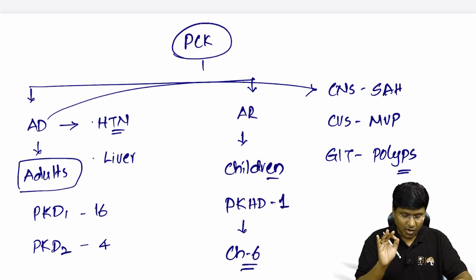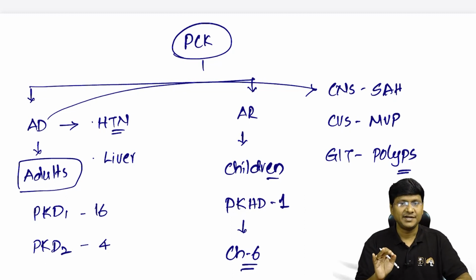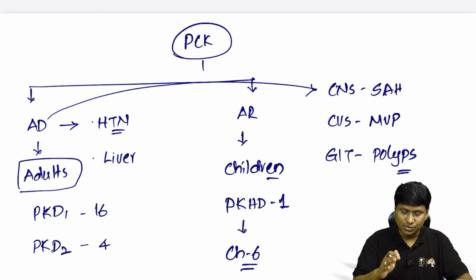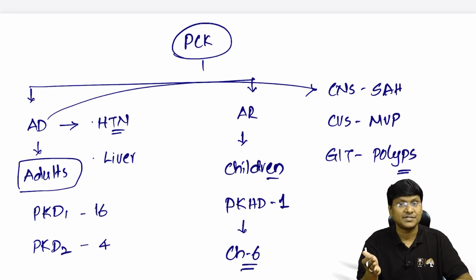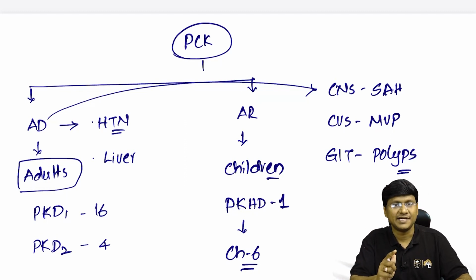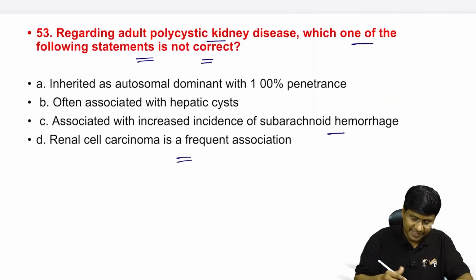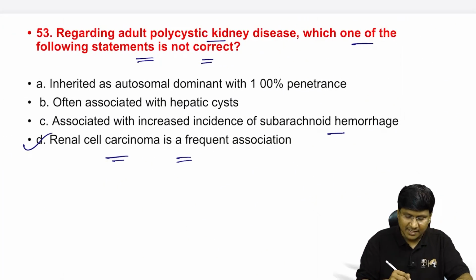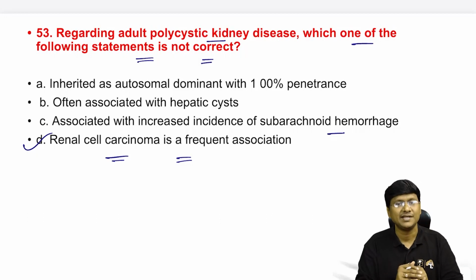Okay, so autosomal dominant type of polycystic kidney disease, please remember, they also have the extrarenal manifestations, and they also have extrarenal cysts as well. And this autosomal dominant type of polycystic kidney disease is inherited with 100% penetrance. So the incorrect statement here is renal cell carcinoma is a frequent association.